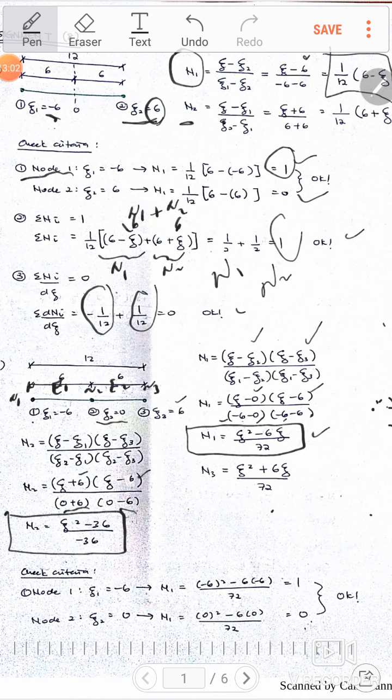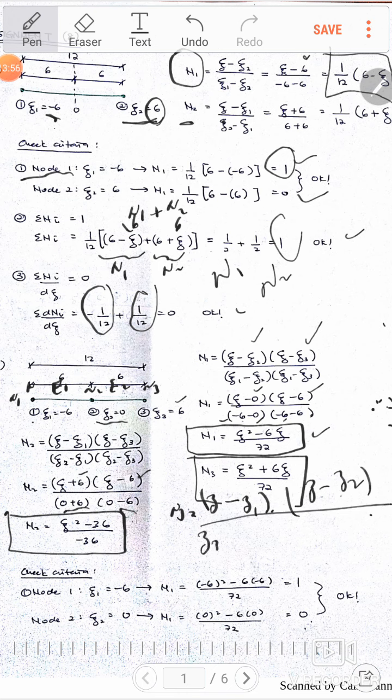Same way with node number 3. I already gave the value of node number 3, but just to write for you, node number 3 equals zeta minus zeta 1, sorry, I'm very sorry, I made a mistake, zeta minus zeta 1 times zeta minus zeta 2, over zeta 3 minus zeta 1 and zeta 3 minus zeta 2. Okay, this is for node number 3.